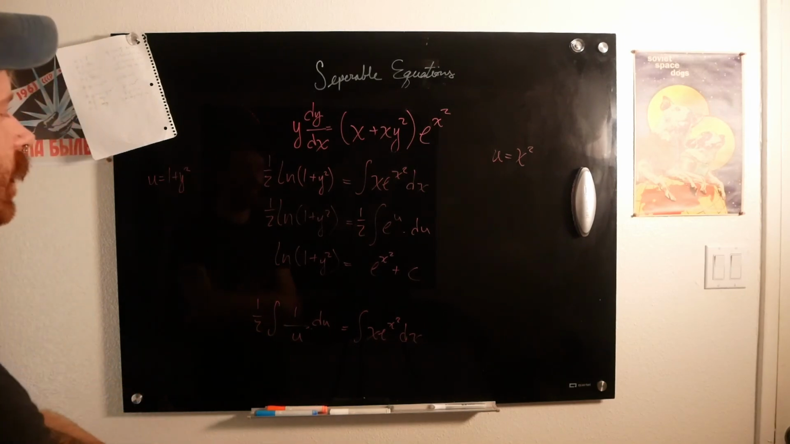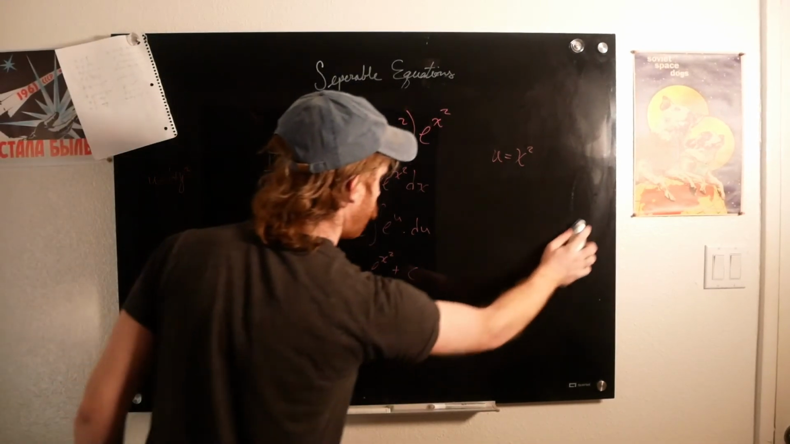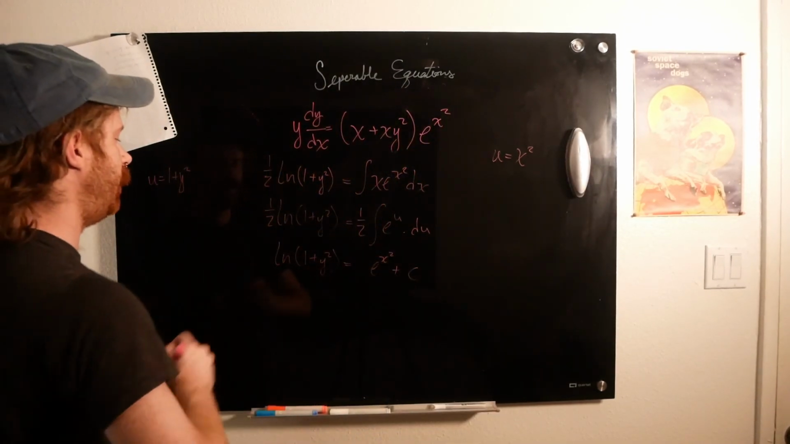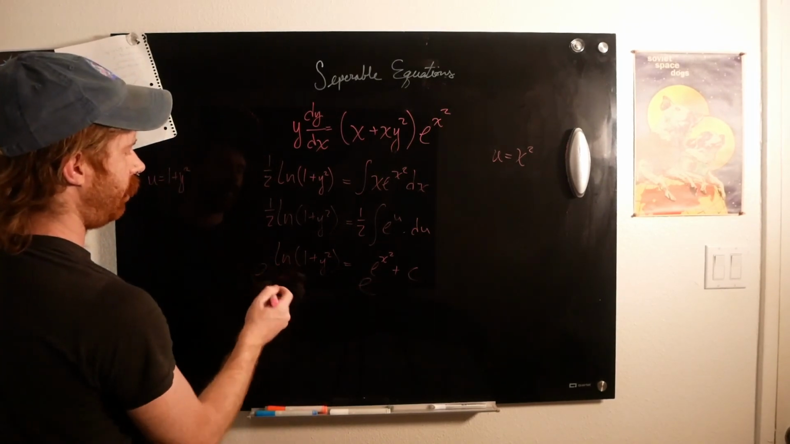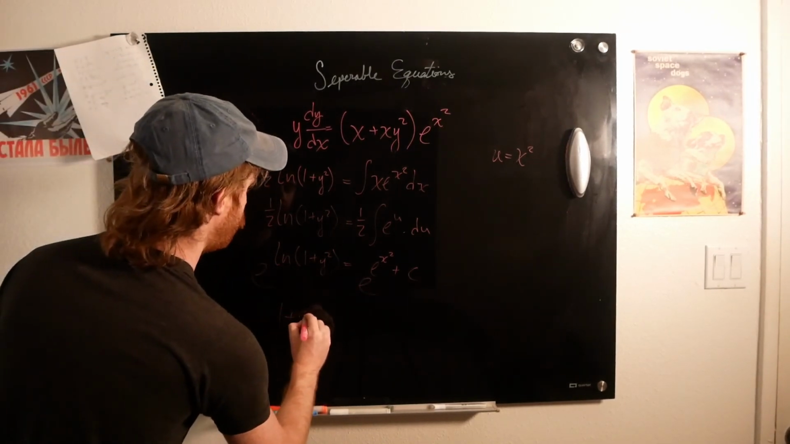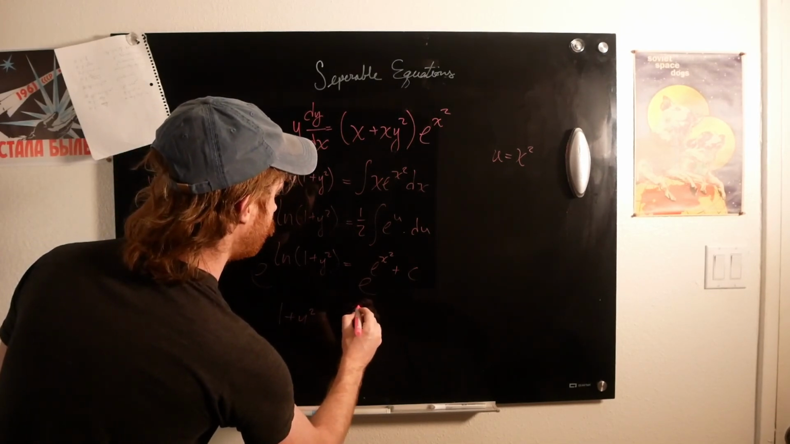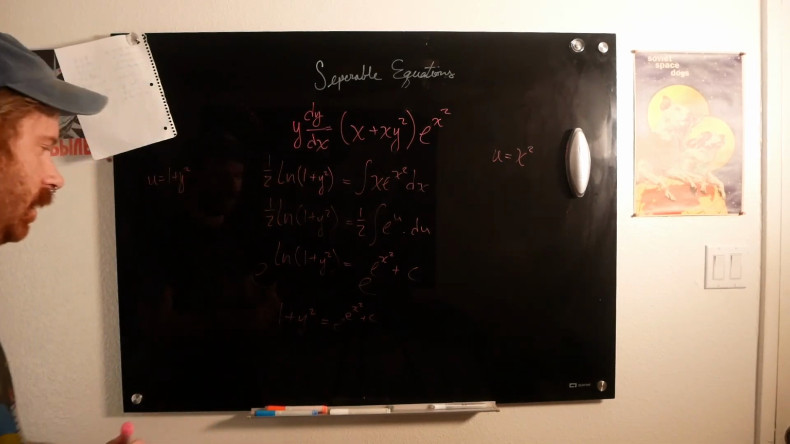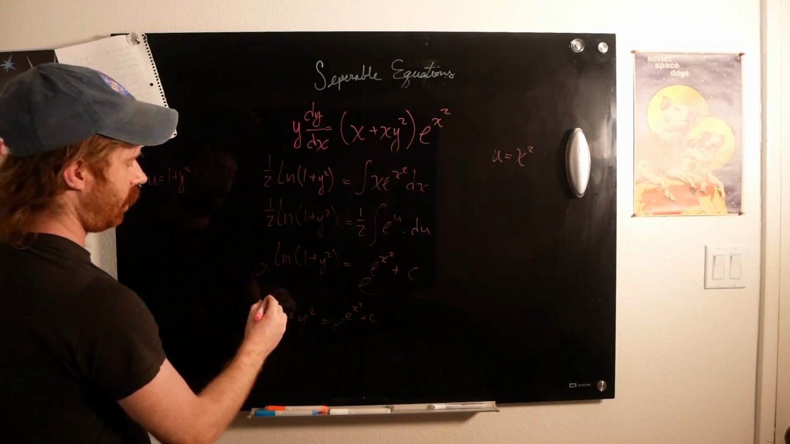So now what we can do is we can raise both sides to the power of, we can exponentiate. So just basically go like this, right? So when we do that, the natural logs cancel, and we're just left with 1 plus y squared equals e to the x squared, I know it looks weird, plus c. And that is going to be your answer right here.